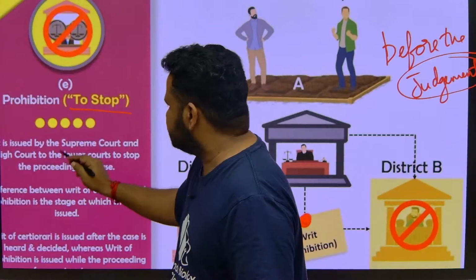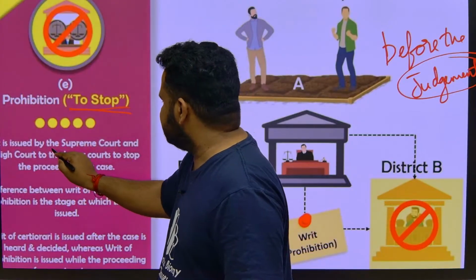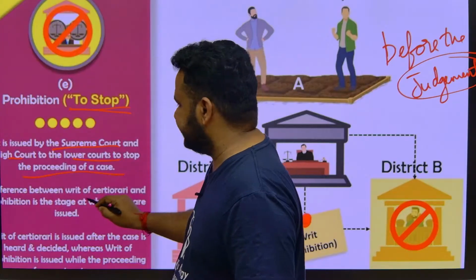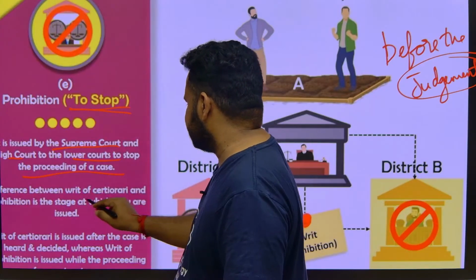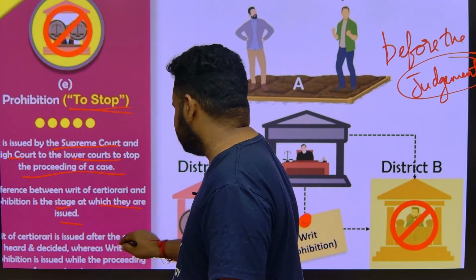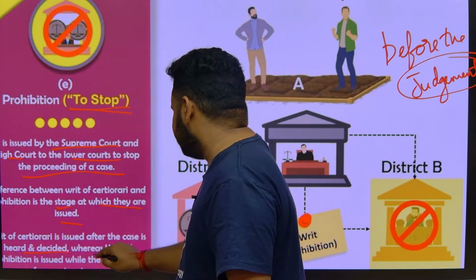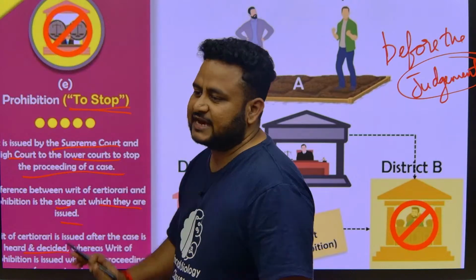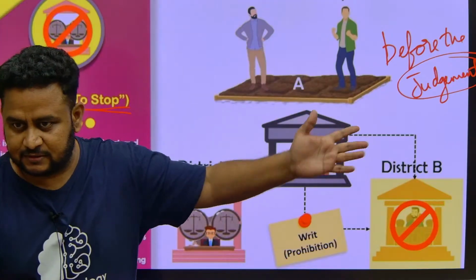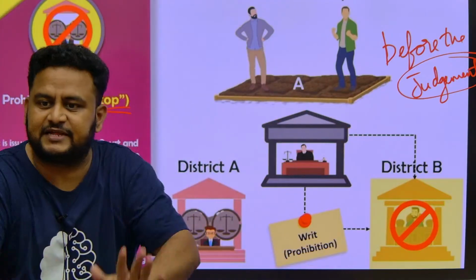See here, it is to stop. That is, it is issued by the Supreme Court and High Court to the lower courts to stop the proceeding of any case. The difference between writ of certiorari and prohibition is the stage at which they are issued. Certiorari is issued after the case is heard and decided, whereas the writ of prohibition is issued while the proceeding is happening. Understand one thing, certiorari after the judgment is given, but prohibition even in between the case.